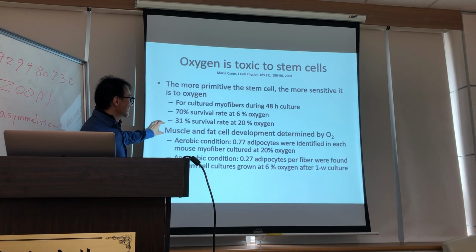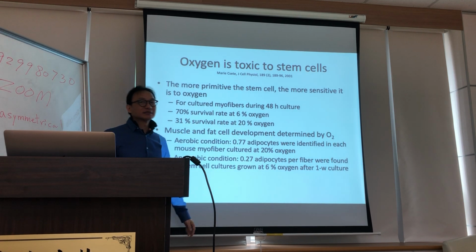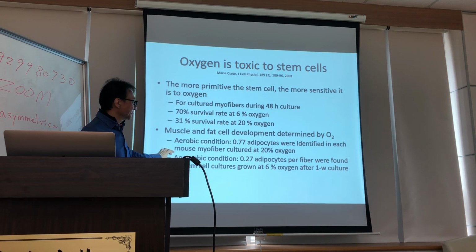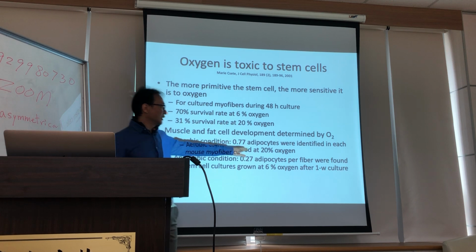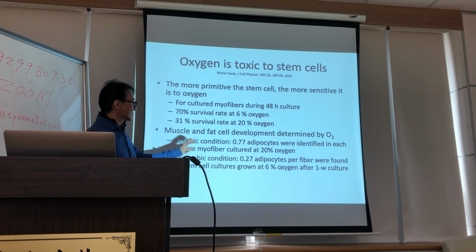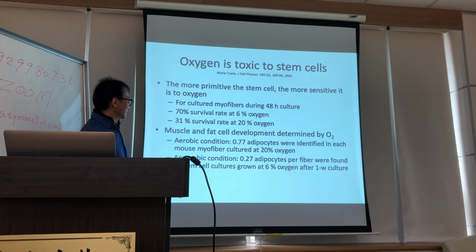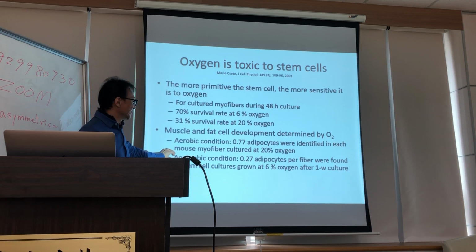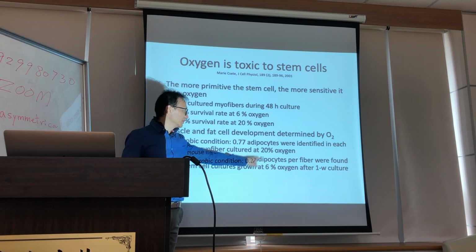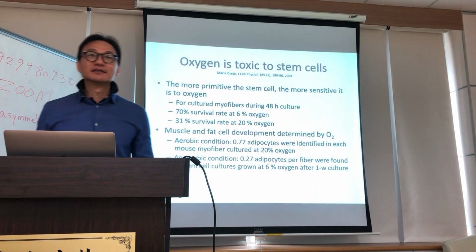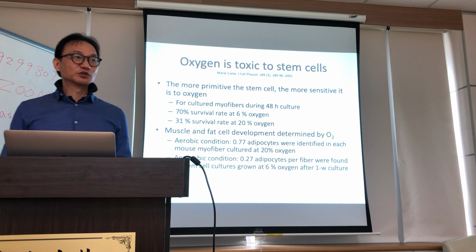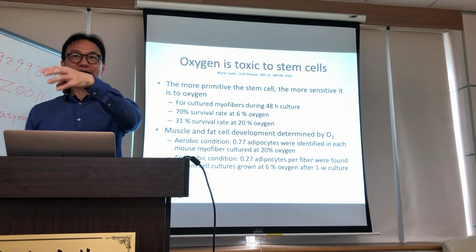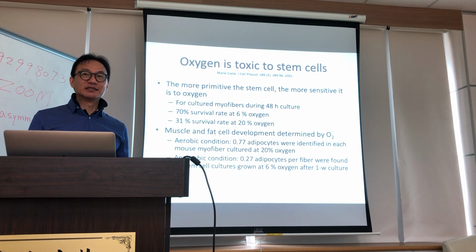Now you also want to know that muscle and fat cell development are also determined by oxygen. Okay, so you have aerobic condition and you have anaerobic condition. Aerobic condition means the oxygen is 20%. The anaerobic condition means the oxygen is 6%. You can see under aerobic condition, there are 77 adipocytes produced. In the anaerobic condition, there's 0.27 adipocytes per fiber produced. So that also gives you the idea that oxygen is going to decide how stem cell develops into muscle or fat. Okay, so this is an in vitro experiment.